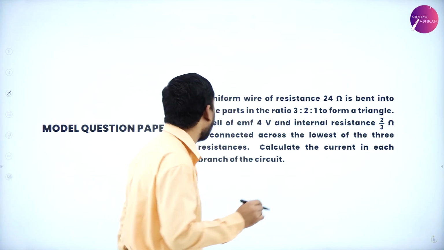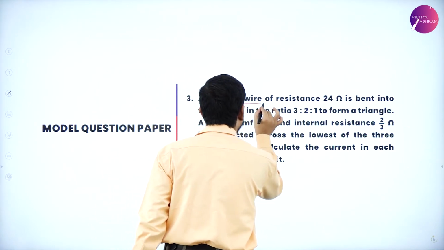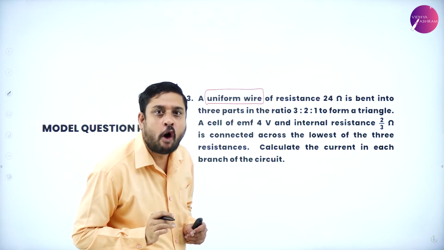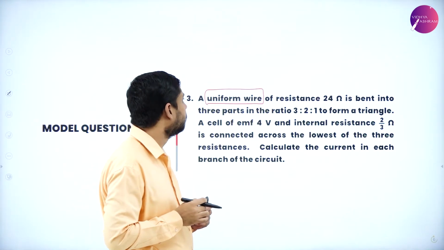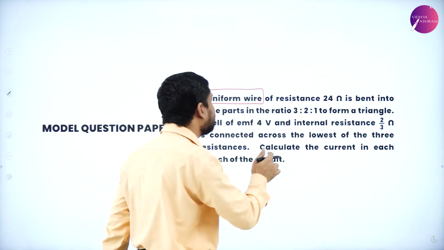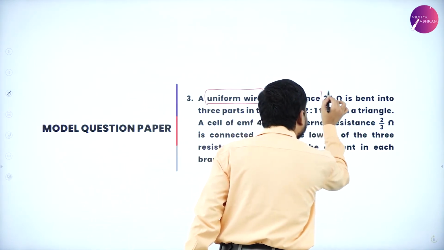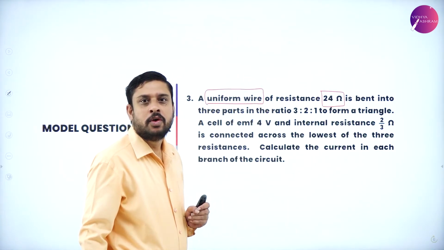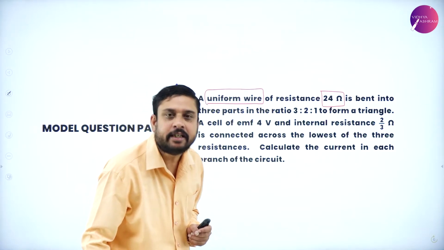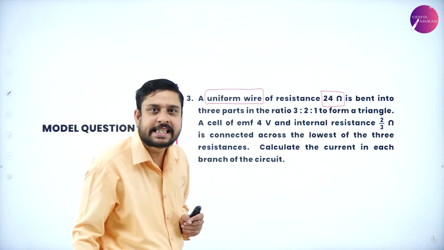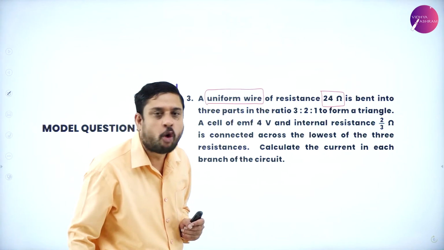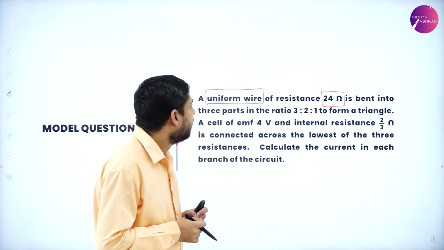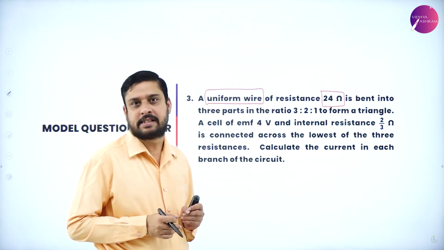A uniform wire. There is a uniform wire of resistance 24 ohms. Uniform wire of resistance 24 ohms which is bent into three parts.